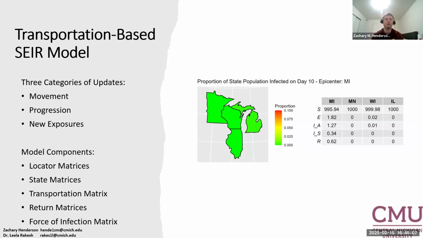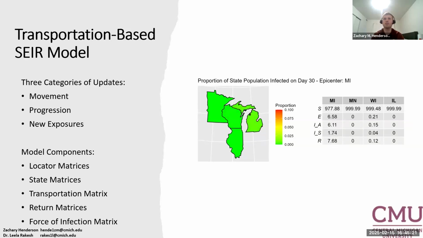So we need 5 components for the model that we're going to put together with the network model, and that is locator and state matrices, the transportation matrix, return matrices, and the force of infection matrix, and we'll see how to generate each one of these. But what this is going to give us, this is an old simulation that I had here, and this is really what we're going for, is to see the number of infectious by color running through our different locations as time passes.